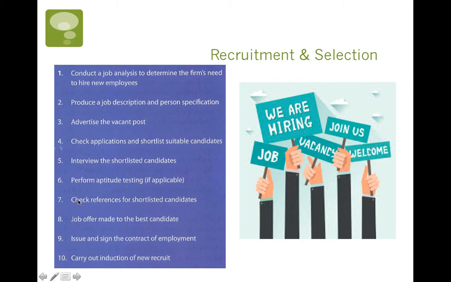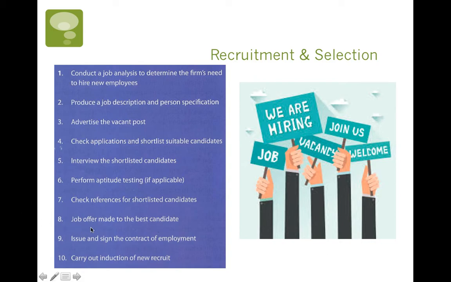We're going to check references, so we're going to contact previous employers or previous teachers in some cases, or their university references, to ask for a reference stating whether or not this person would be suitable for the role. And then we want to make a job offer to the best candidate, and we hope that the best candidate will accept our job offer.